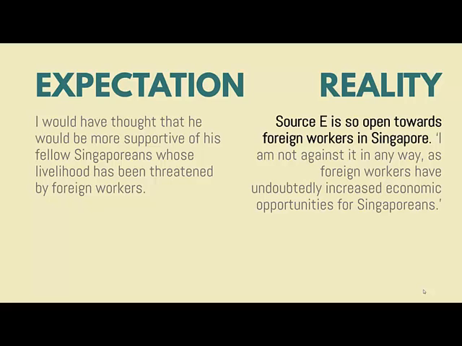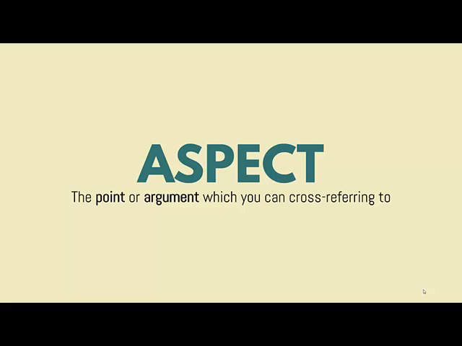So if you find a source that supports that they are being open towards foreign workers, well, you will be supporting it. If you find a source that is challenging, it means that it's closed off towards foreign workers, or they are biased against, or they hate foreign workers in Singapore, you will most probably face a case of challenging the source. So you must be very, very clear of the aspect, the point of argument which you are cross-referring to. And in this case, that will be being open to foreign workers in Singapore. So you need the right sources to actually support this.